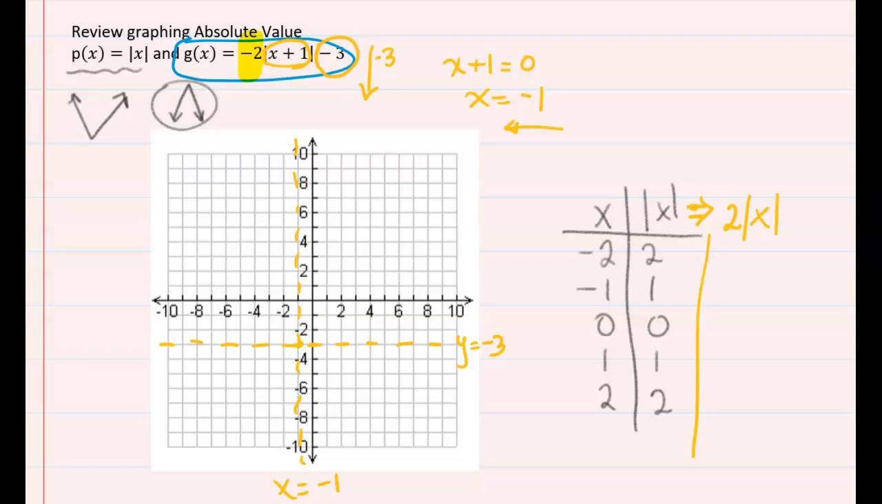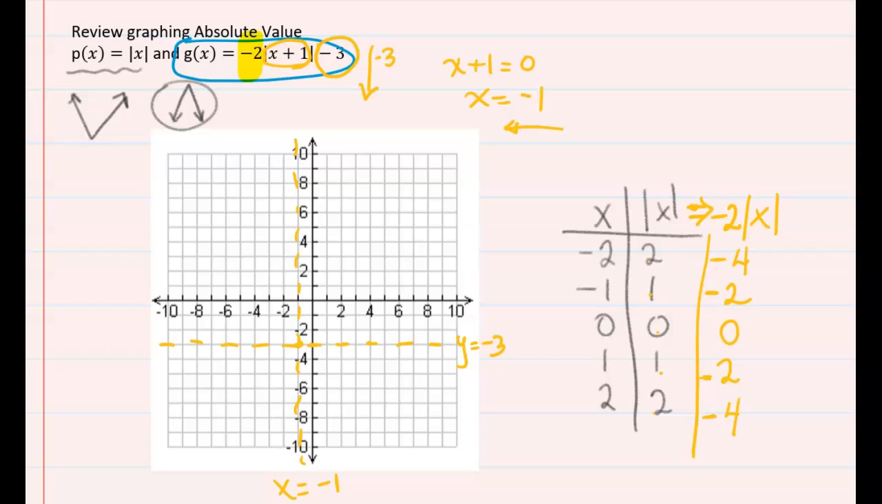So here we go. I'm going to multiply that times 2, I get 4. Multiply this times 2, I get 2. 0 times 2 is 0. 1 times 2 is 2. And 2 times 2 is 4. Now, don't forget that negative, so I actually had a negative 2 multiplier. So I'm going to go ahead and just make all these negatives. Well, 0 is not positive nor negative, so we're not going to worry about that one. But we will worry about the other y values.